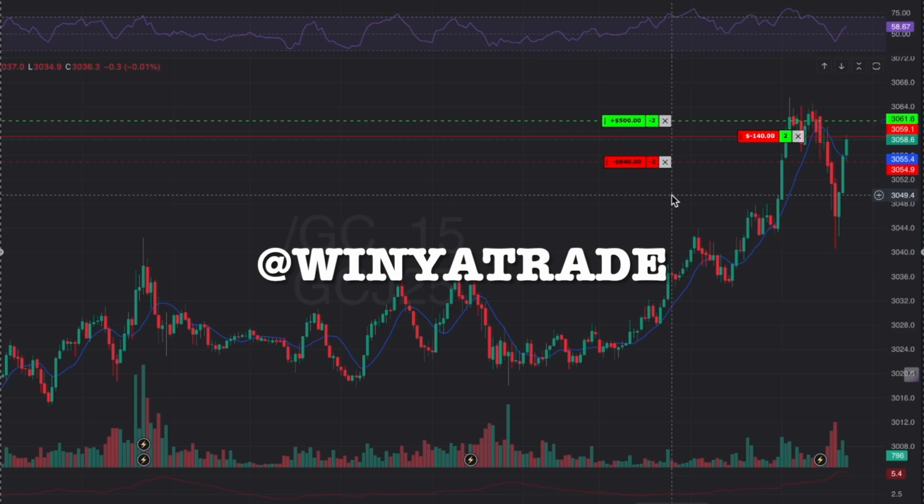So we're trading gold here, and I also went for 2 contracts as opposed to 1 or 3 or 5 or 10. And this setup is what I call the INEX setup.